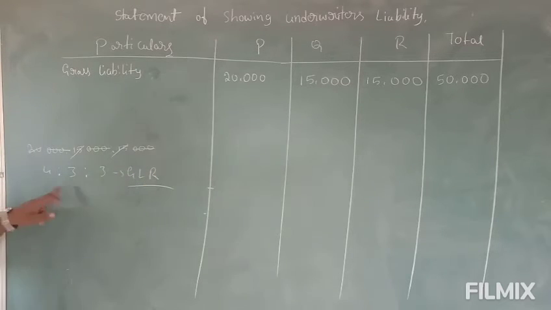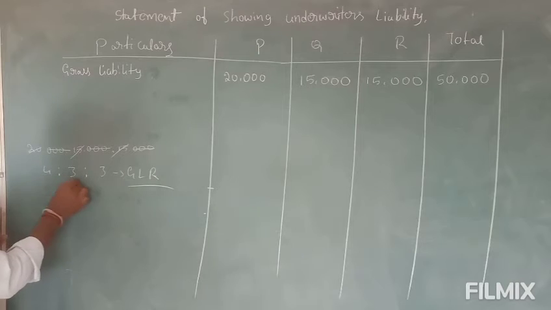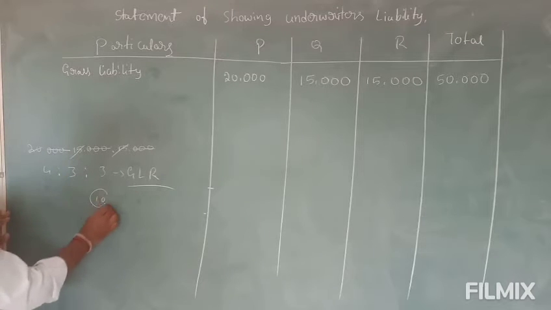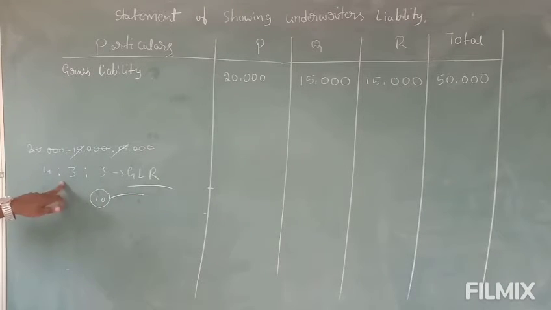So 4 is to 3 is to 3, what is the total? So 4 plus 3 is 7, 7 plus 3 is 10. So the base will be 10. So the numerator will be 4 by 10 for P, 3 by 10 for Q, 3 by 10 for R.